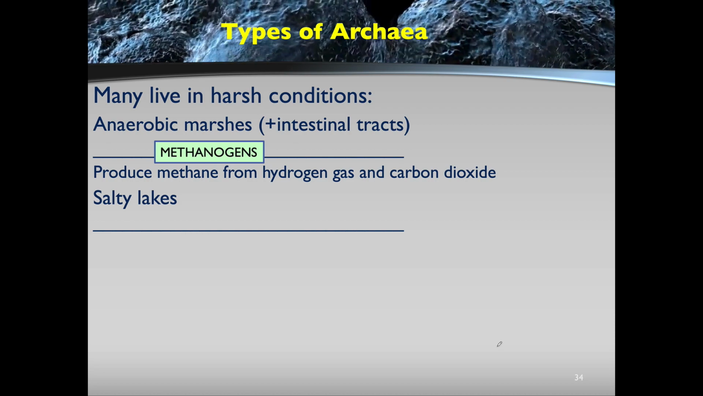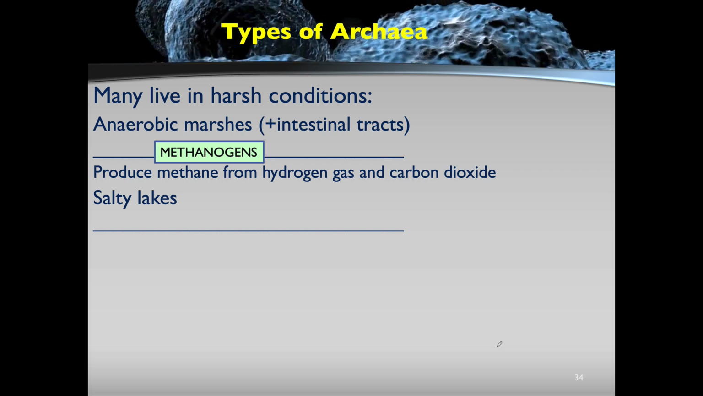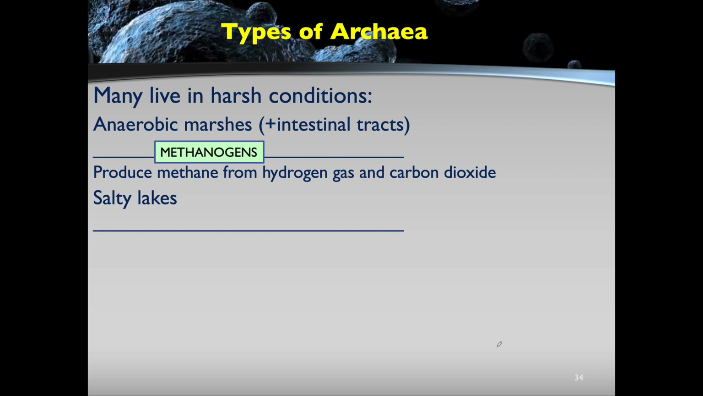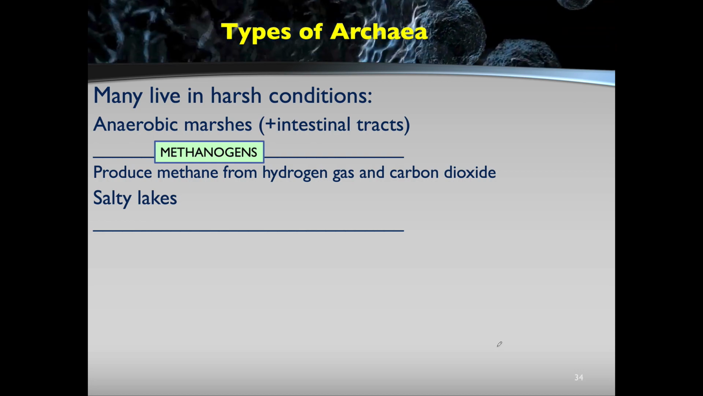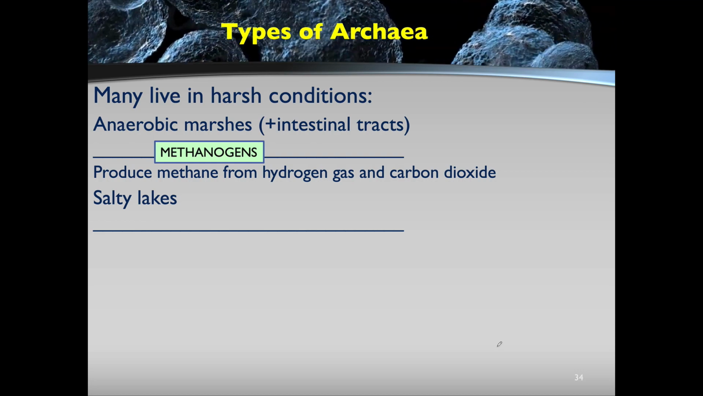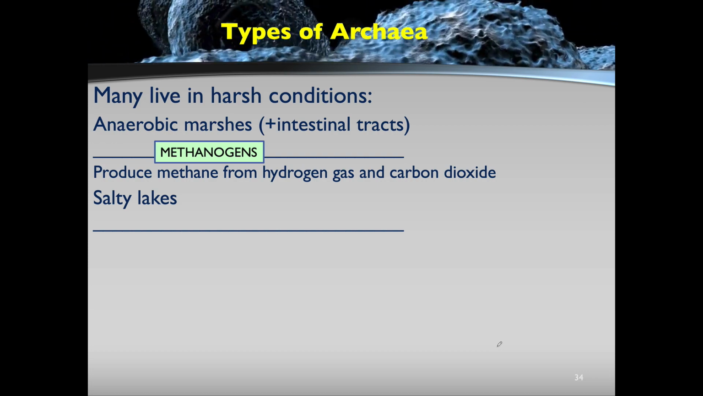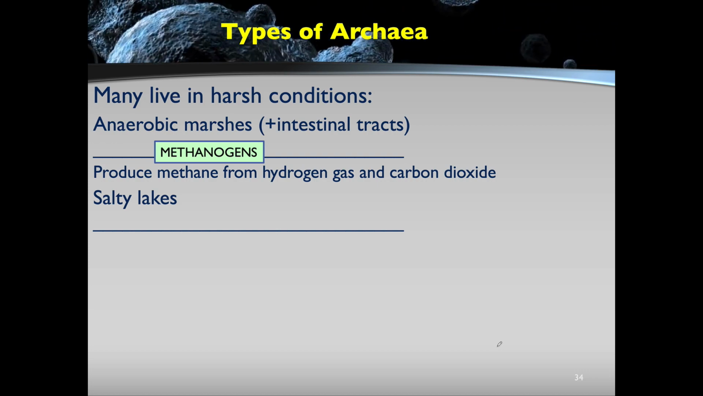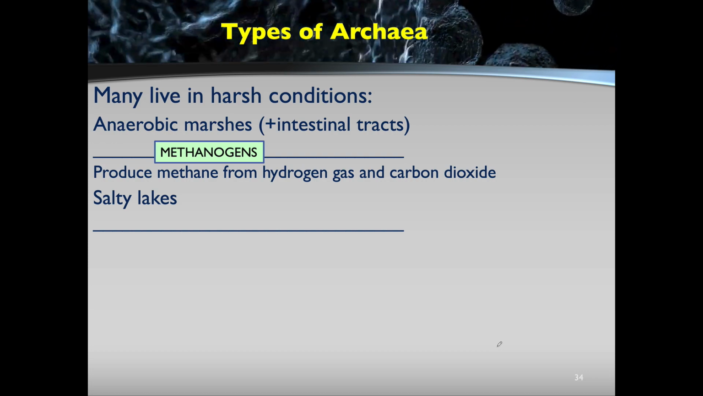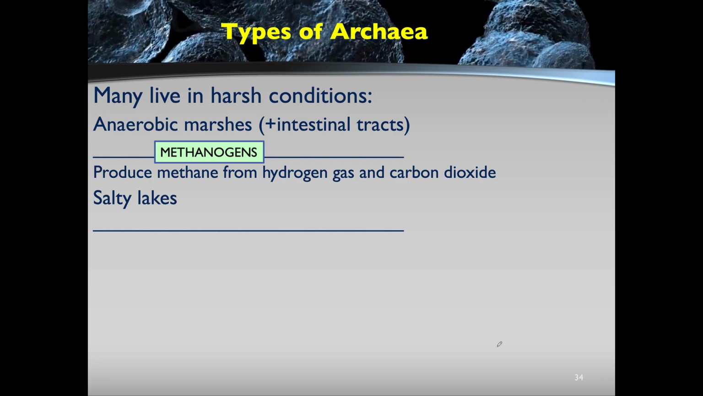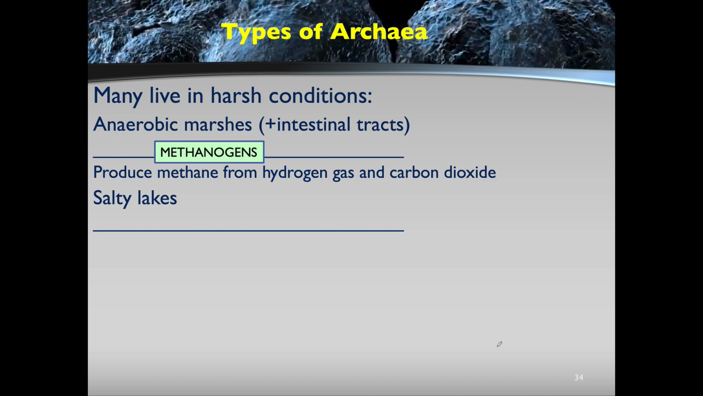One of the things that they're going to produce is methane gas as a byproduct of their metabolism, and ultimately that might lead to the smell or the flammability of gas pockets in a swamp environment, or even that environment of a large intestine of an organism. They'll produce methane from hydrogen gas and carbon dioxide.